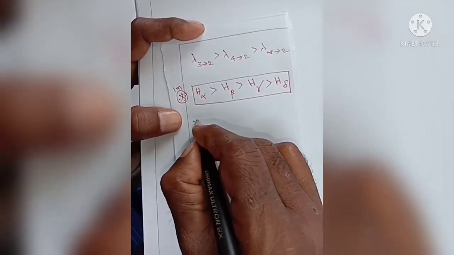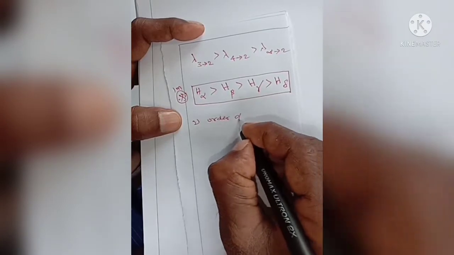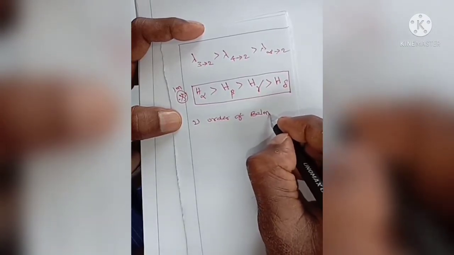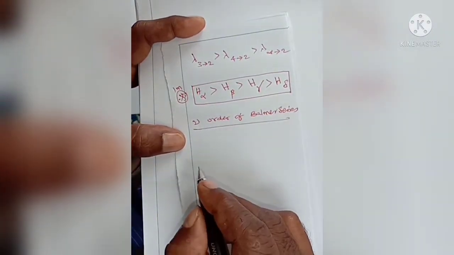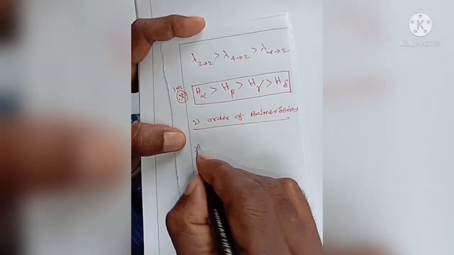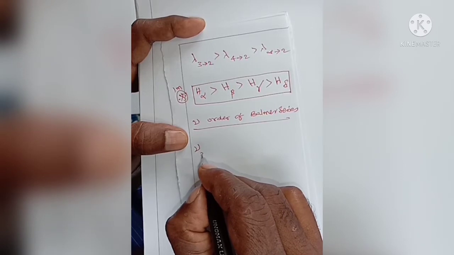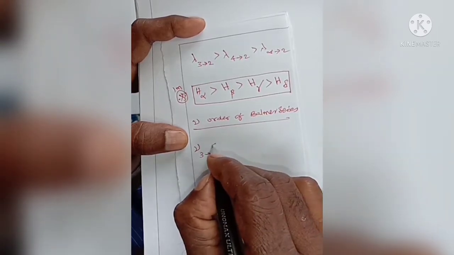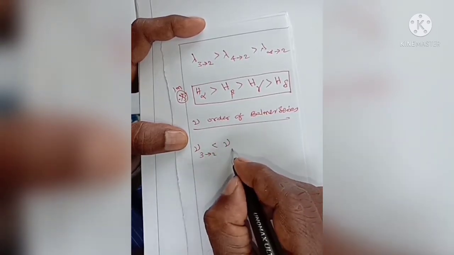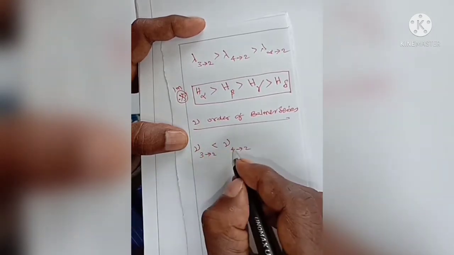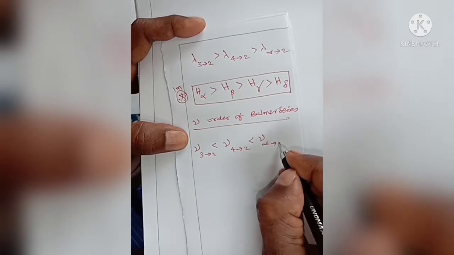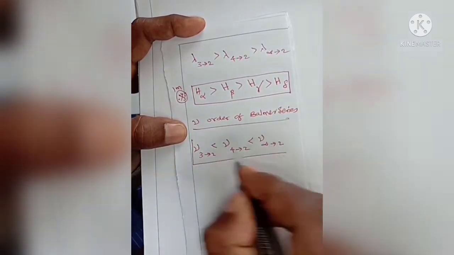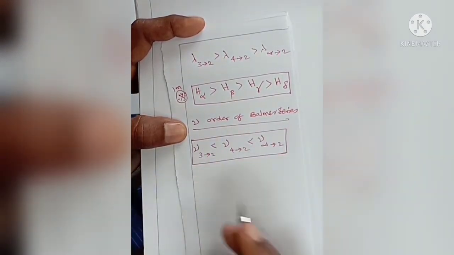Next, frequency order of Balmer series. So the frequency of 3 tends to 2 is minimum, and the next transition 4 tends to 2 is higher, and infinity tends to 2 is maximum. So this is the frequency order of Balmer series.